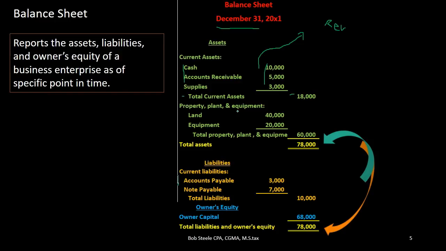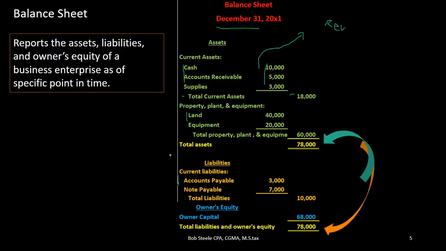We then have property, plant, and equipment, the next subtotal, a colon, and we are then going to indent the two accounts there, those being land and equipment, $40,000 and $20,000 respectively. The reason these are broken out separately is because these are more long-term assets. These are assets that we are not going to consume in the near future. They're going to be used for a long period of time to help us generate revenue far into the future. We're then going to add those up to the subcategory in the outer column, total property, plant, and equipment, $60,000.